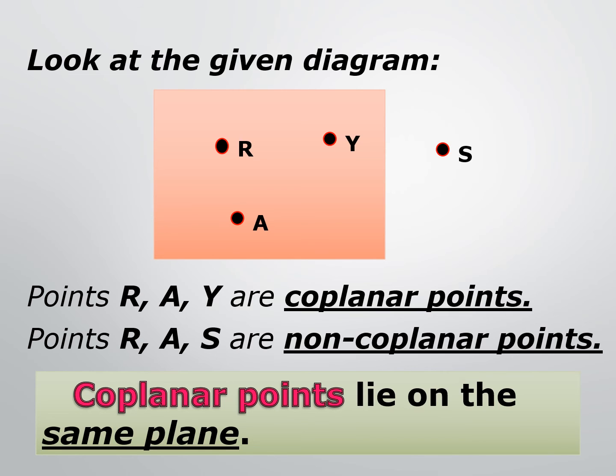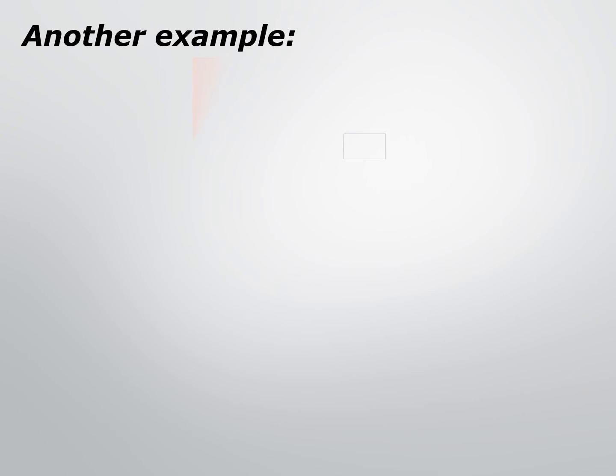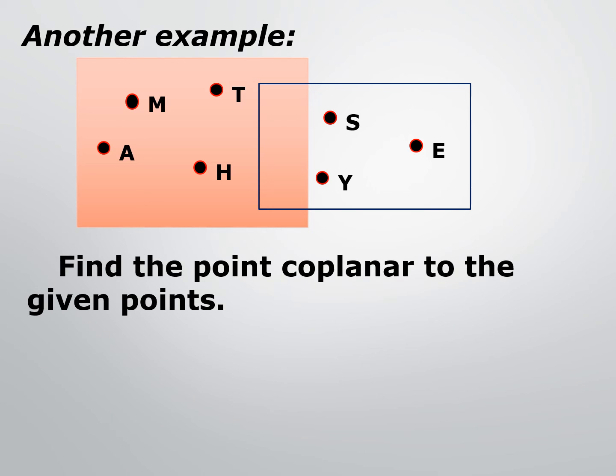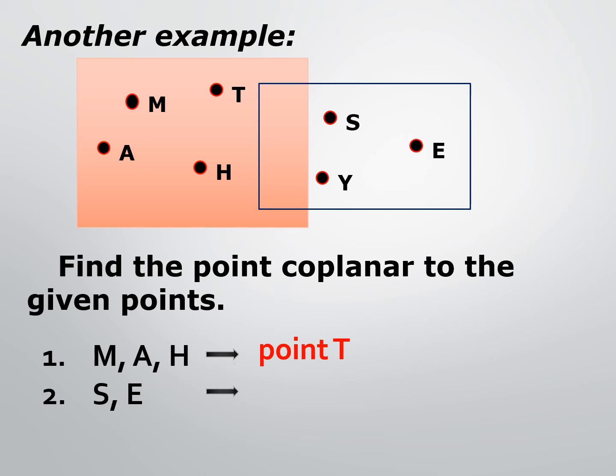Clear? Okay, so let's have another example. We have here points M, A, T, H, S, E, Y. Find the point coplanar to the given points. First, M, A, H. Here we have point T. Number 2, we have S, E. So we have point Y, right? Can you now identify the difference between the coplanar and non-coplanar points? Okay, very good.